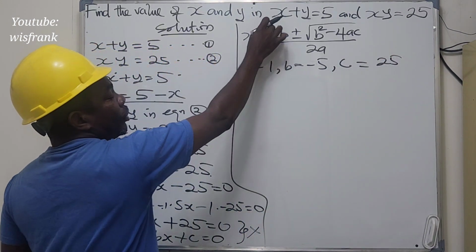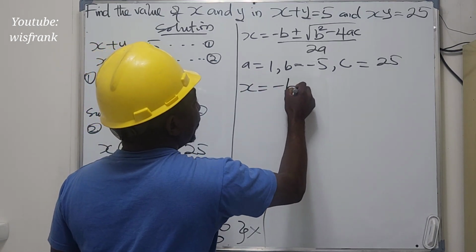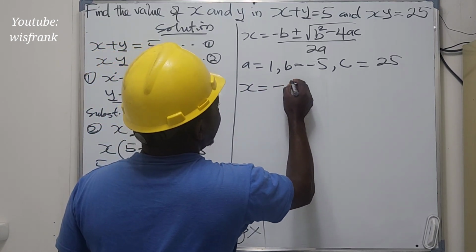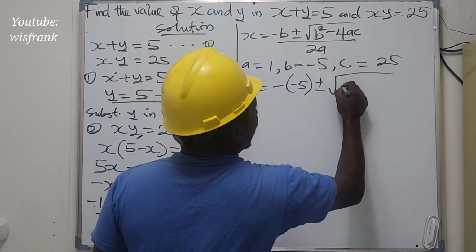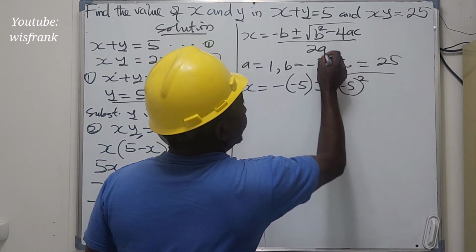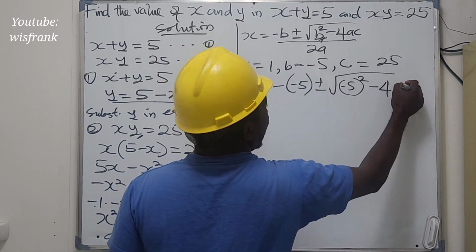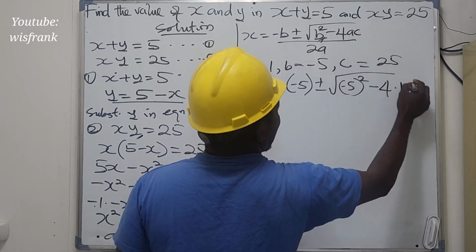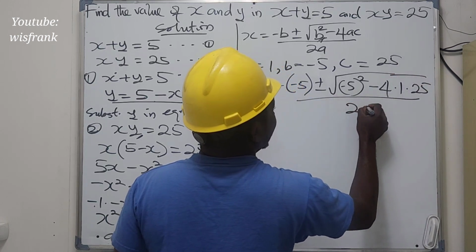Substituting these parameters into the quadratic formula, we have the value of x equals minus b. Our minus b is minus minus 5. We have plus or minus square root of minus 5 all to the power of 2, minus 4 times a, our a is 1, times c, our c is 25, all over 2 times 1.